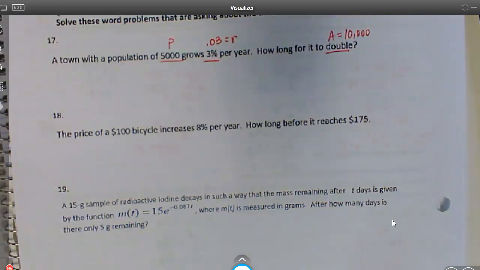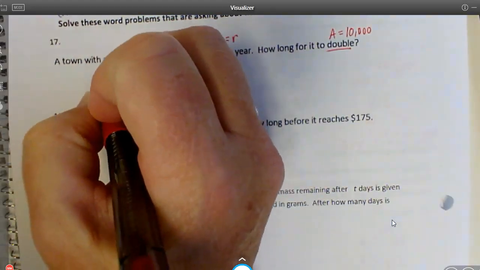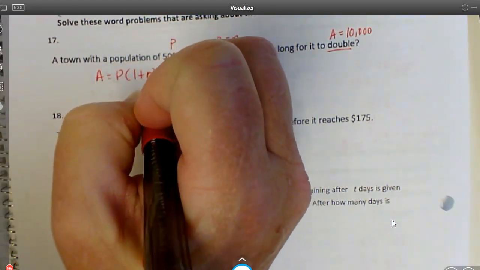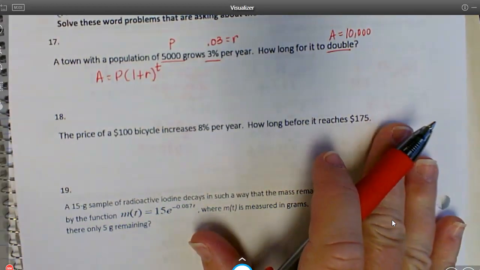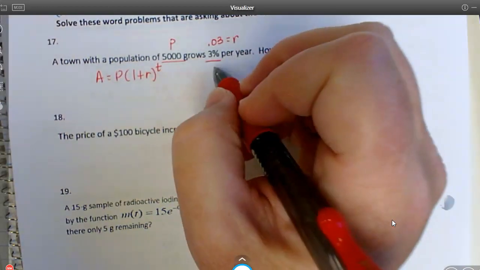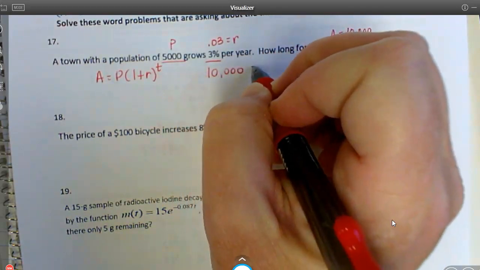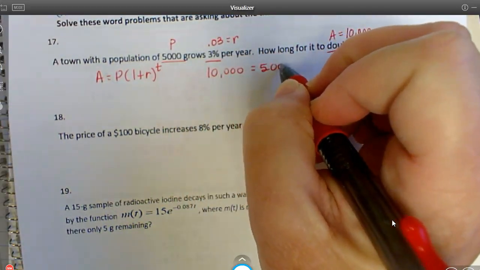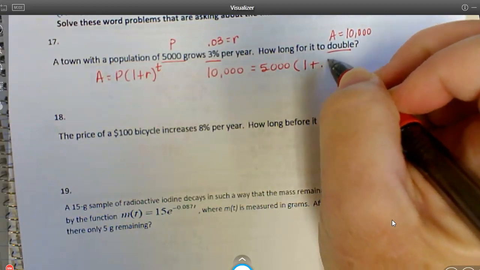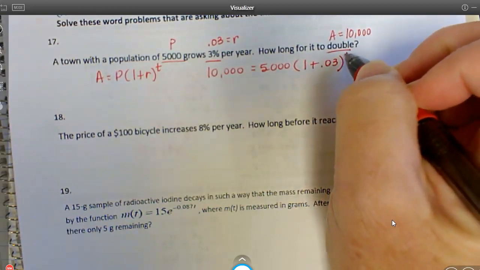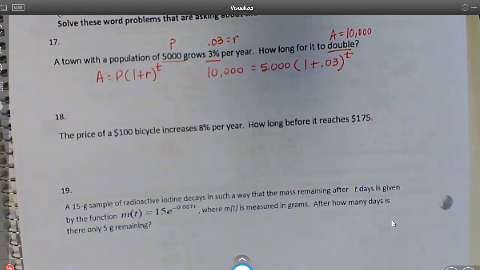Now notice in the problem I don't see compounding. The word compounding is not there. The word compounded continuously is not there. So I'm still going back to that very first equation that we've used before. Okay? So it's A equals P times 1 plus r to the t. That's the equation we're looking at. And our A is 10,000, so we'll have 10,000 equals 5,000 times 1 plus 0.03 raised to the t, because t is what we don't know.